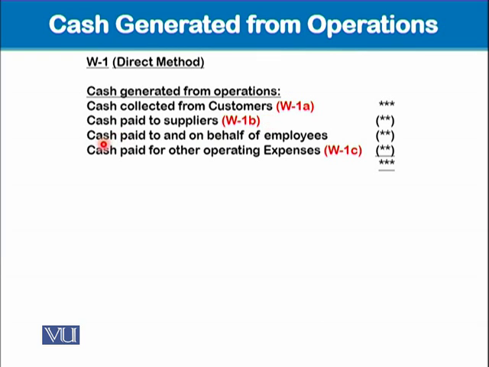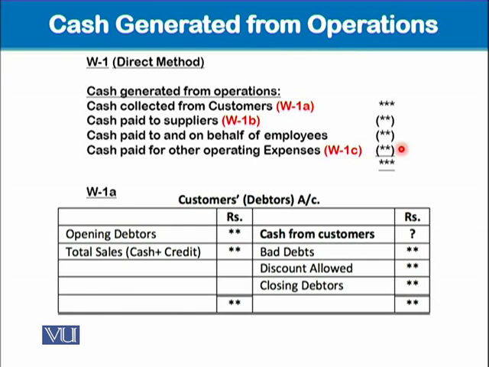Cash paid to and on behalf of employees will be calculated with the help of salaries. In fact, it covers salaries and wages. Who are the employees, how much we have paid to them, we will work it out. And for cash paid for other operating expenses, all other operating expenses other than salaries and wages will be placed over here as to their payment of cash. All right, so working one is about cash collected from customers.